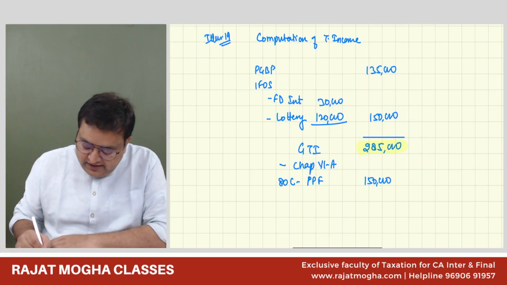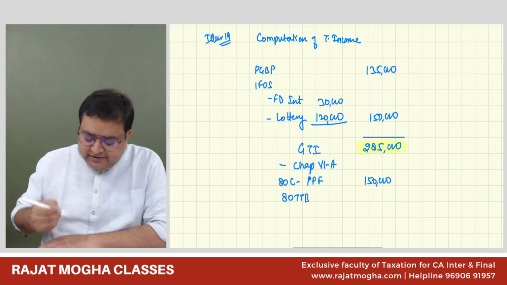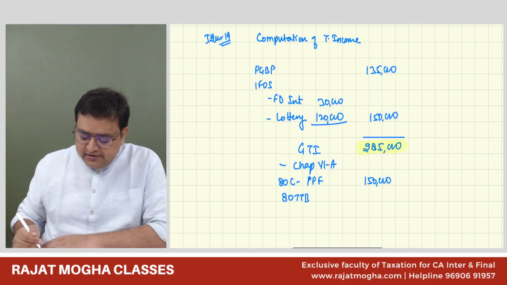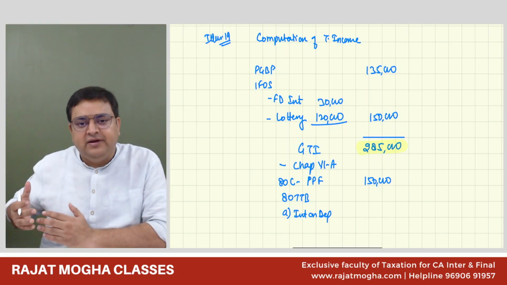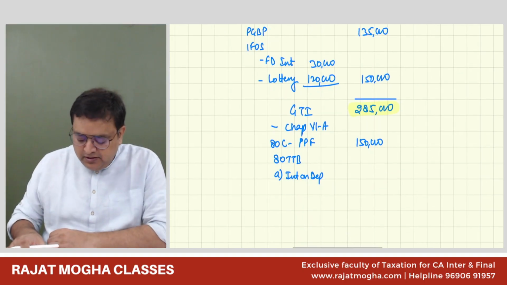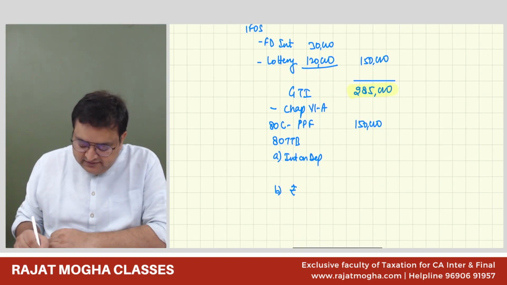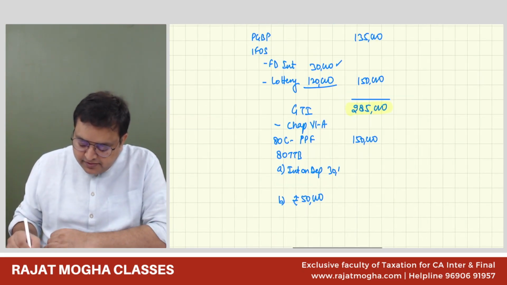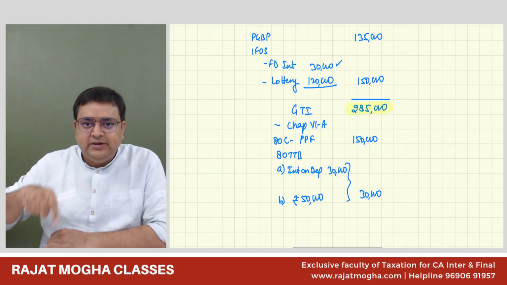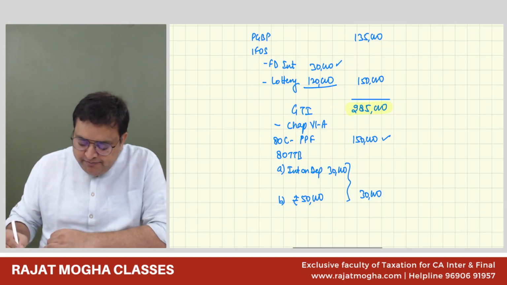Now there is 80TTB also there, because this person is a senior citizen and a resident. And 80TTB is the interest on deposits. This interest on deposit can be fixed deposit, recurring deposit, or savings account also. For this, we have 50,000 as the limit. So how much is the interest on deposit? 30. The interest on deposit is 30, and 50,000, whichever is lower, it is 30,000 rupees. Correct.